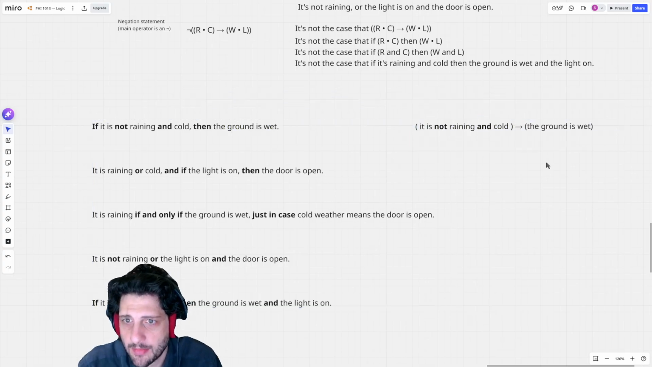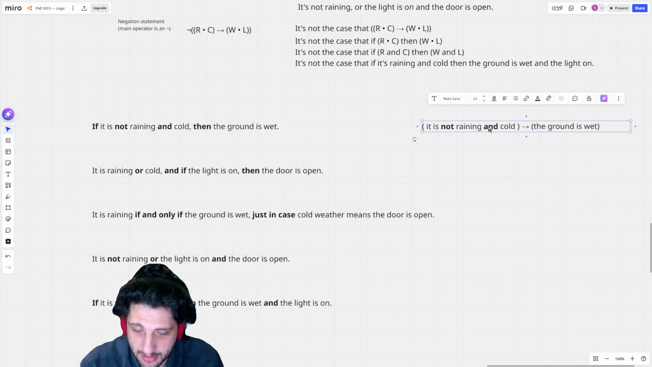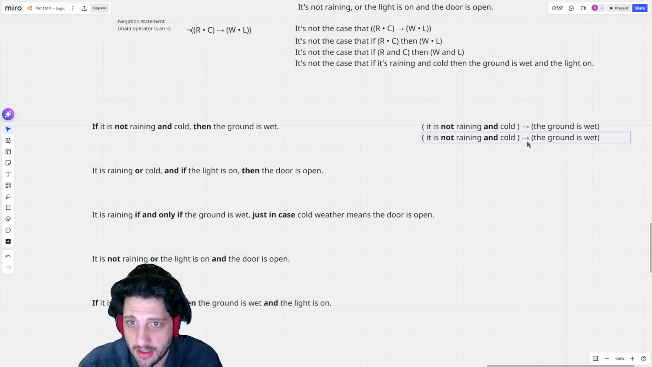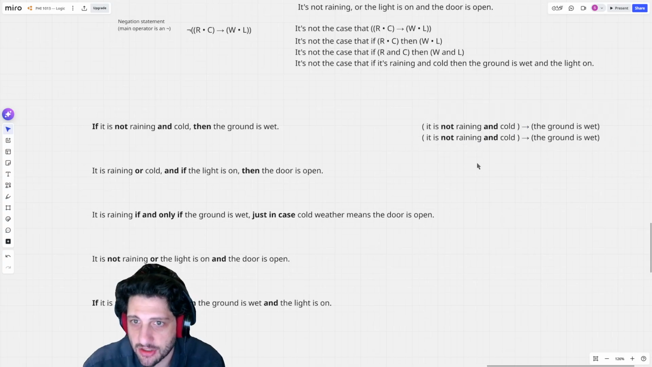The ground is wet. And now all we need to do is just, same old, keep working down inside. So it is not raining and cold. Here we have a little bit of ambiguity in terms of English. It seems to me that the idea is we're saying it is not the case that it is both raining and cold. We're taking raining and cold and tying them together with this and, and then attaching this negation on the outside.